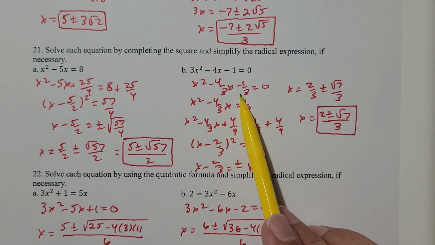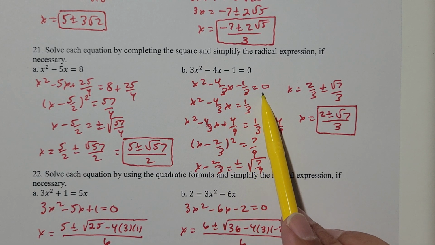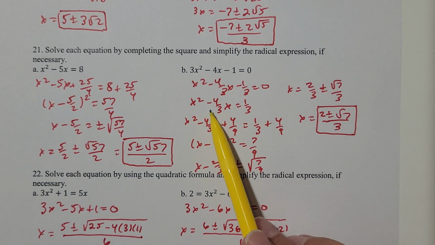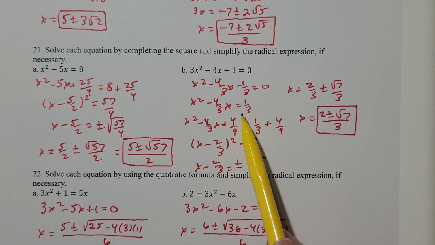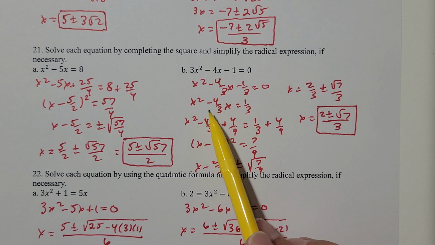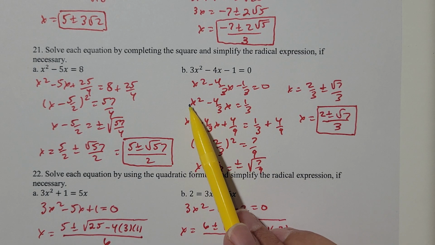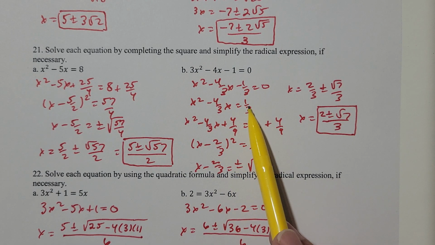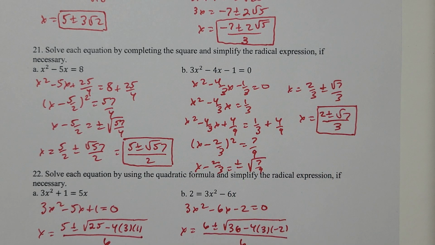Okay? The next thing that we do is we bring the constant over to the right. So I'm going to add 1/3 to both sides. And now I've got x squared minus 4/3 x equals 1/3. Now, those two things that I did there, getting the 1 in front of the x squared and then bringing the constant over to the right, those two things are just the setup for completing the square. I have not done any completing the square yet, but I'm all set up to do that now.